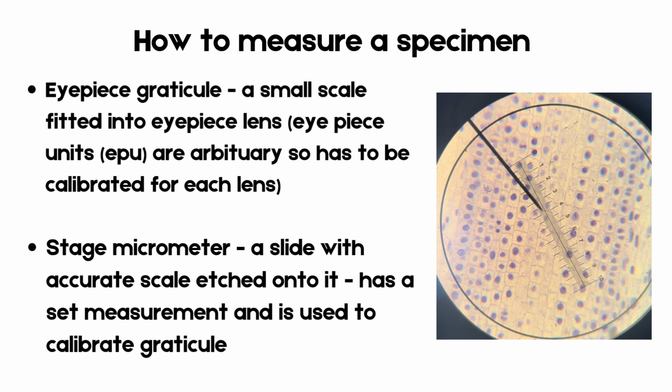Now, cells are tiny, so how do we measure them? We use two things, the eyepiece graticule and the stage micrometer. The eyepiece graticule is like a tiny ruler inside your microscope, but its units don't mean anything until we calibrate it. This is where the stage micrometer comes in. It has a known scale, usually 1 millimeter with 100 divisions, equaling 10 micrometers per division.